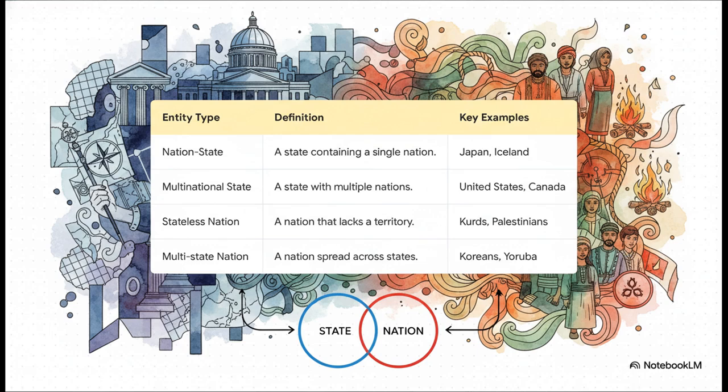So let's just put it all together on one screen. You can see right here the four main ways that states and nations combine and overlap. From that neat and tidy nation-state all the way to the complex and often painful reality of stateless nations. This simple framework gives us a really powerful lens to see how our world is actually organized.